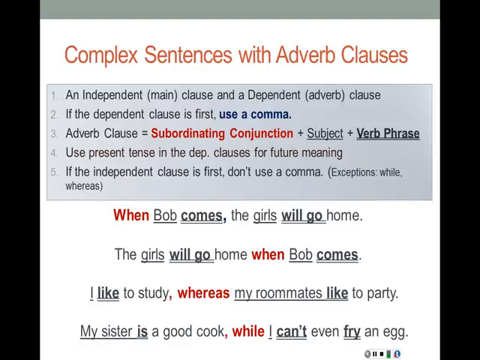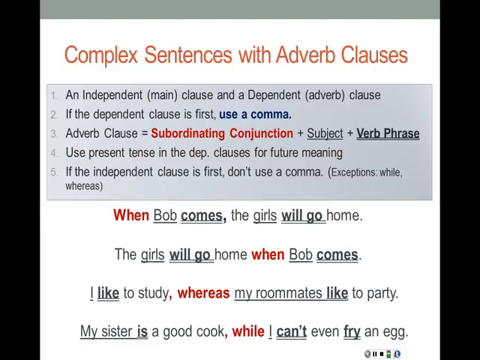One type of complex sentence uses a particular type of dependent clause called an adverb clause. That's what we're learning about in this chapter. An adverb clause modifies the independent main clause like an adverb. It tells us how, when, where, why, and under what conditions something might happen. It can go before the main clause with a comma, or after the main clause with no comma.